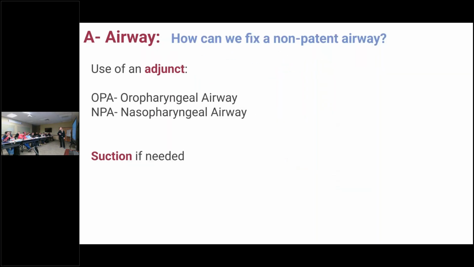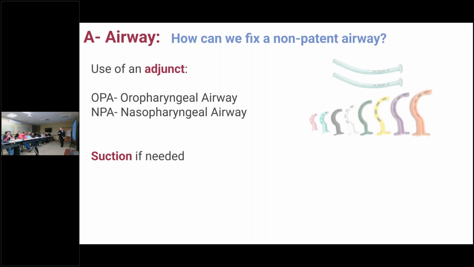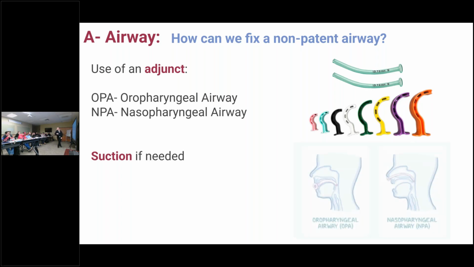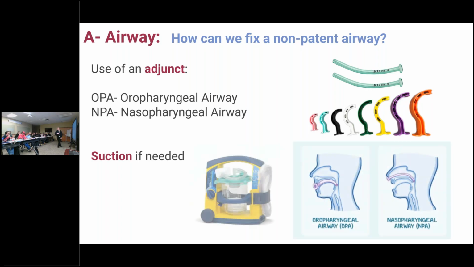We can also use an adjunct. We have OPAs or NPAs, and that's what those look like. And then we can suction if needed. Have you guys gone over inserting OPAs and NPAs? Yeah. Okay.